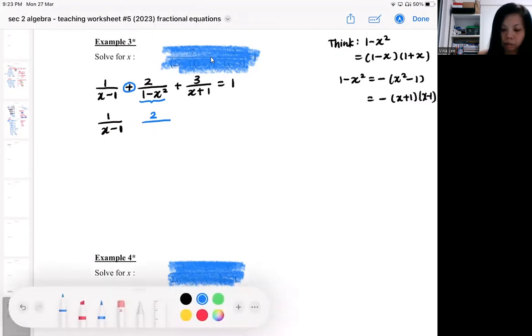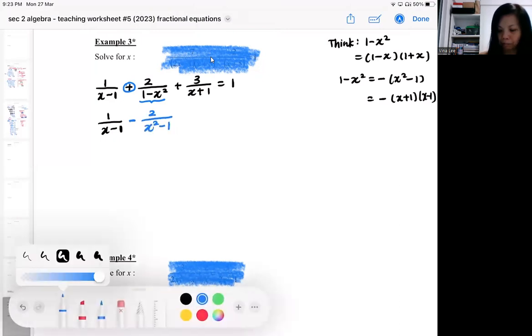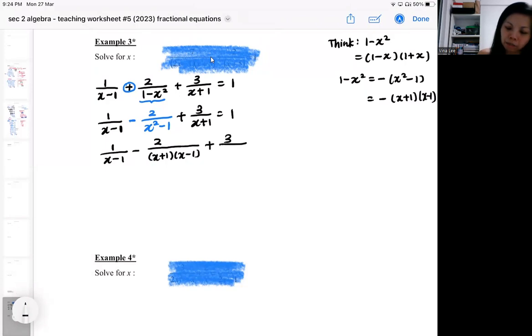So in a way, it is like this. Okay, so let me show you. In a way, I factorize out the negative. The negative and positive will become negative. So that's what I'm going to do. So I'm going to change it to a minus, but it will have become x squared minus 1. Okay, then from there, I'm going to factorize. So I'm still at the factorize stage. Factorize, make same denominator.